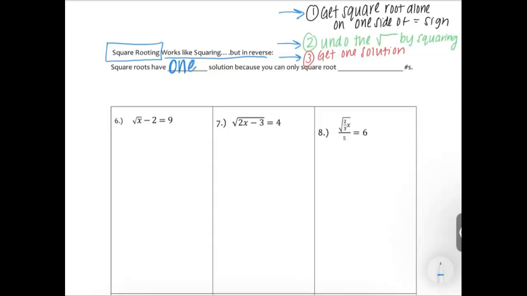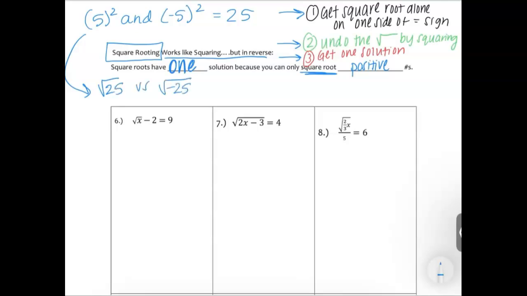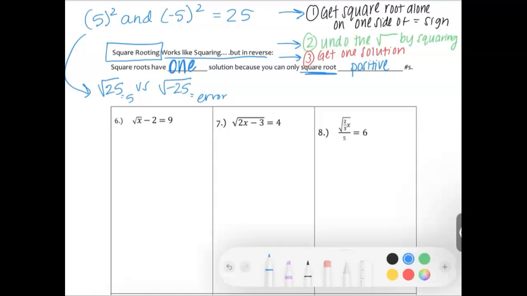The reason you only get one solution is because you can only square root positive numbers. Remember above we were able to say, oh, 5 squared and negative 5 squared equal 25. We're able to square positive and negative numbers. But if we did this in reverse, the square root of 25 versus the square root of negative 25, remember that this one would equal 5, but then this one would equal an error. So you can only square root positive numbers, and so this time you only are allowed one solution. So let's test this out.